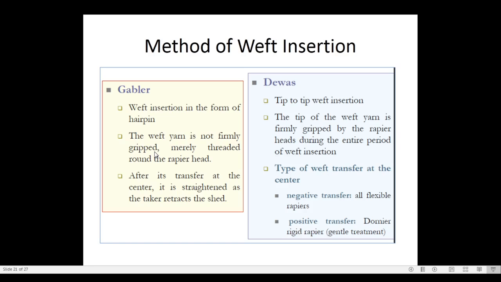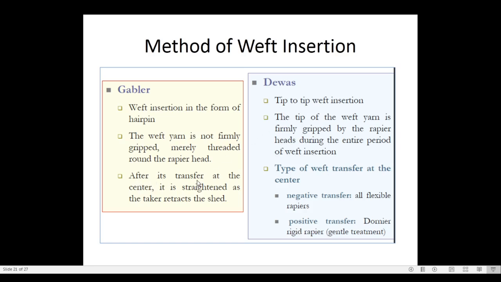The tip is not held properly or firmly, rigidly, and here there are chances of weft failure in transfer. So the weft may fail, and due to the stop motion the machine may be stopped. So stoppage of the machine may always occur in the Gabler. It is merely threaded around the rapier head. It is only gripped slightly, but confirmed threading is not there, and here we cannot increase the speed of the machine. The more the speed of the machine, the more the weft failure, but in Devas it is not like that. Increase the speed, there is no chance of weft failure.